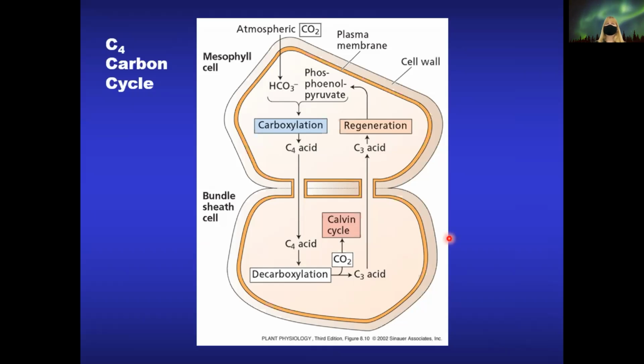So this is the big picture idea of the process. So with C4 plants, carboxylation is the first step, but it's not with RuBP. That's not what's getting carboxylated. It's PEP instead. Then you have to shift over physically to a different site in the bundle sheath and decarboxylate. So really, I like to think of the C4 acid, which is typically malate or malic acid.